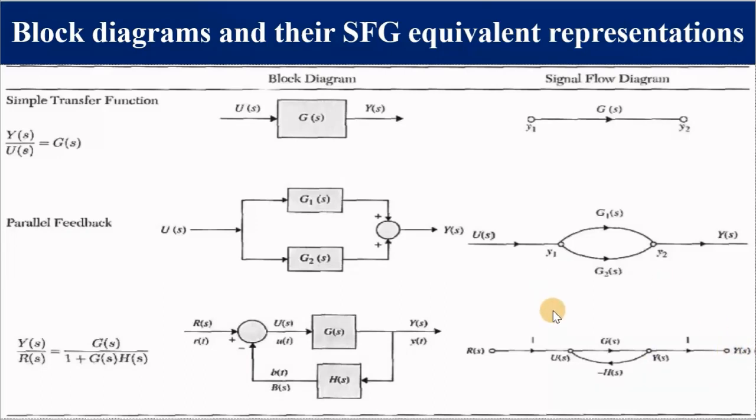What have we done? We have added this branch with a transmittance of 1. We have also added this branch with a transmittance of 1, so that we can have this input as well as this output. Please take note that the feedback path is represented by a negative transfer function or negative transmittance, in this case negative H(s). This is our gain, which is this gain. Please take note.